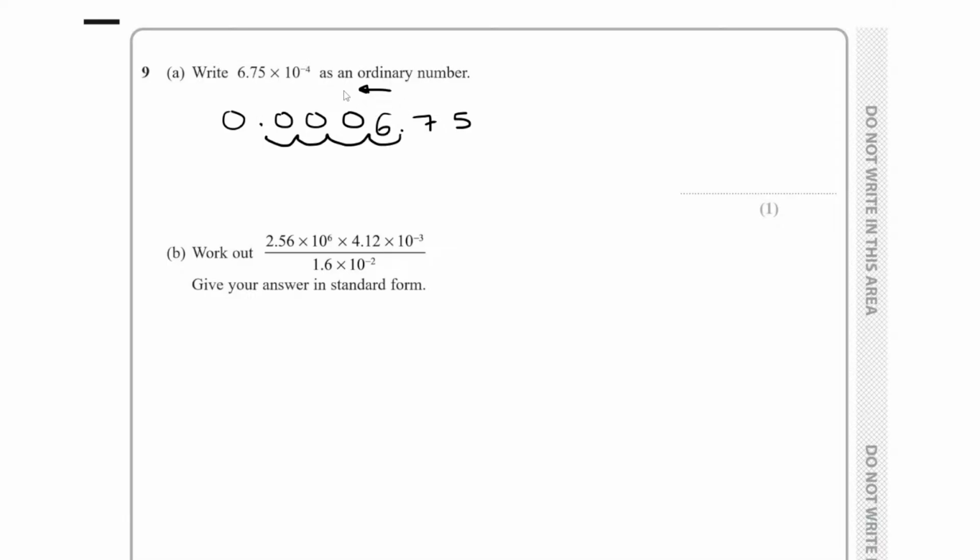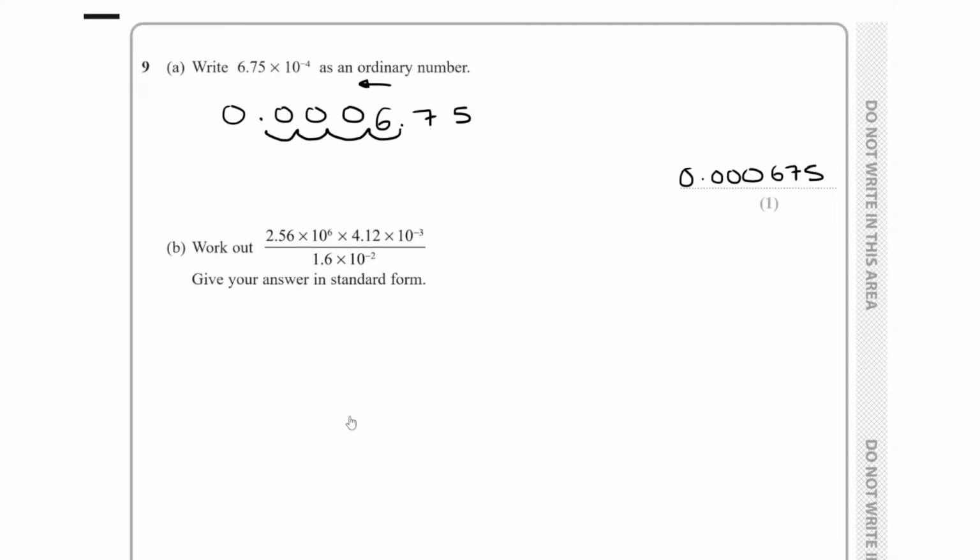Or when it's a negative power, you can just chuck that many zeros in front. It doesn't necessarily work the same for a positive power, but for a negative power it does. That's just how many zeros. You see how there's 4 in total? Obviously the decimal place does have to go between the first two though. 0.000675. So that's fairly straightforward.